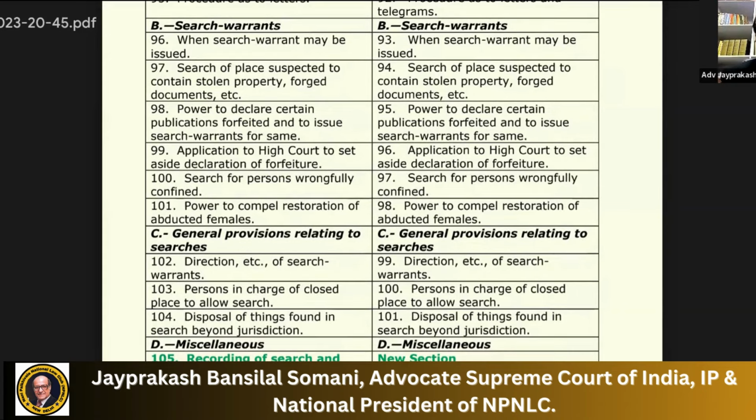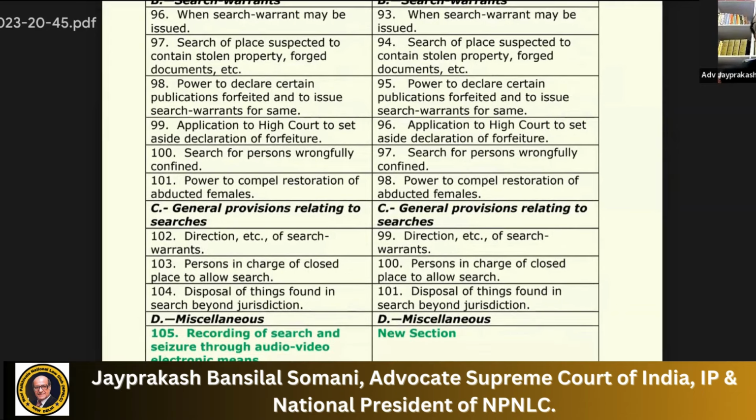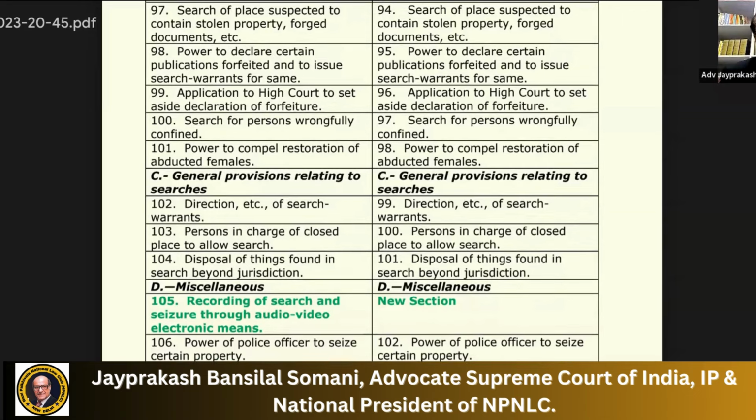Section 98, power to declare certain publications forfeited and to issue search warrants for the same. Its corresponding section was 95 in CrPC. Section 99 of BNSS, application to High Court to set aside declaration of forfeiture. Its corresponding section was in CrPC 96. Section 100 of BNSS, search for persons wrongfully confined. Its earlier section was in CrPC 97.